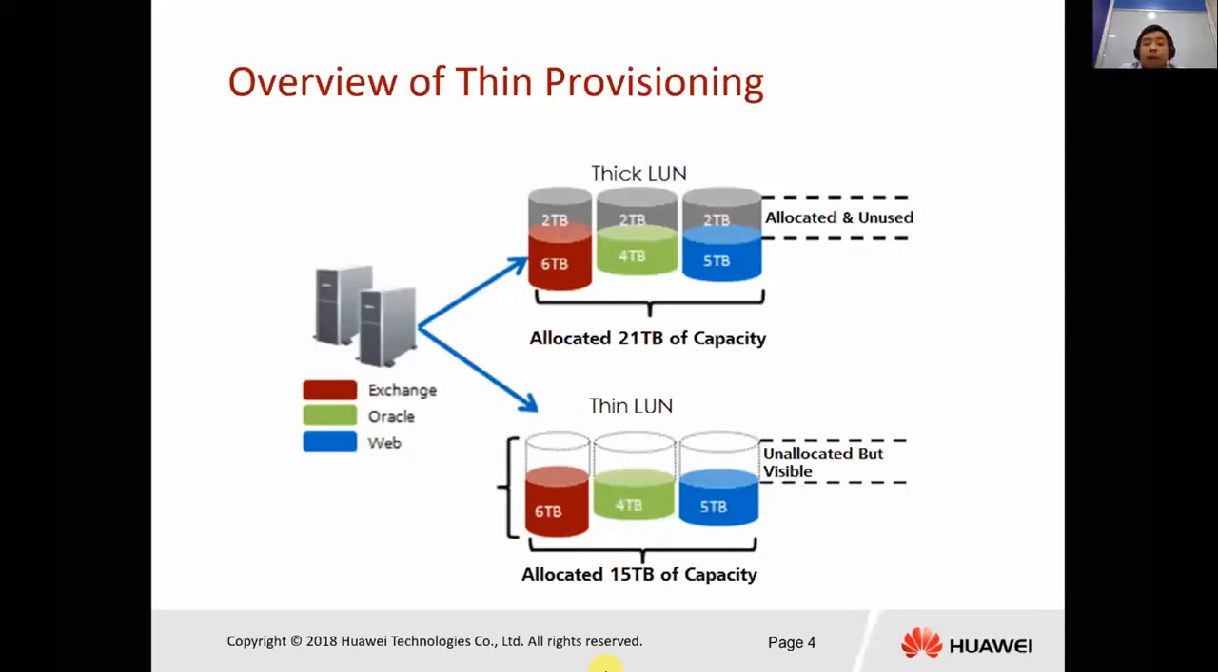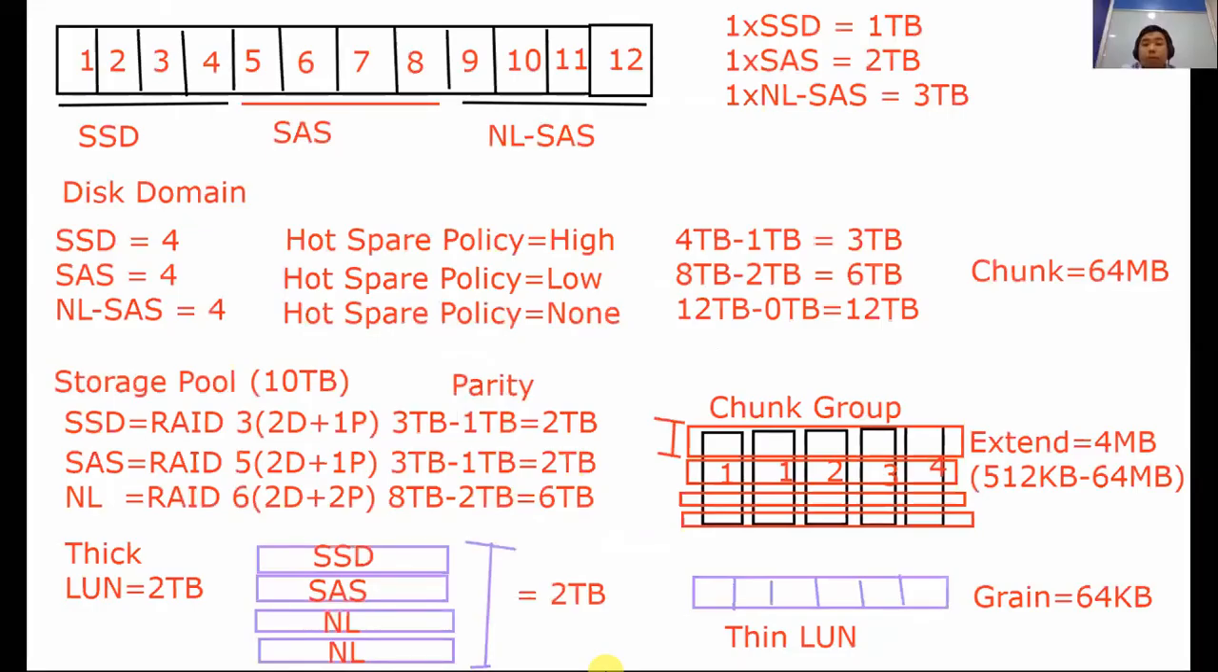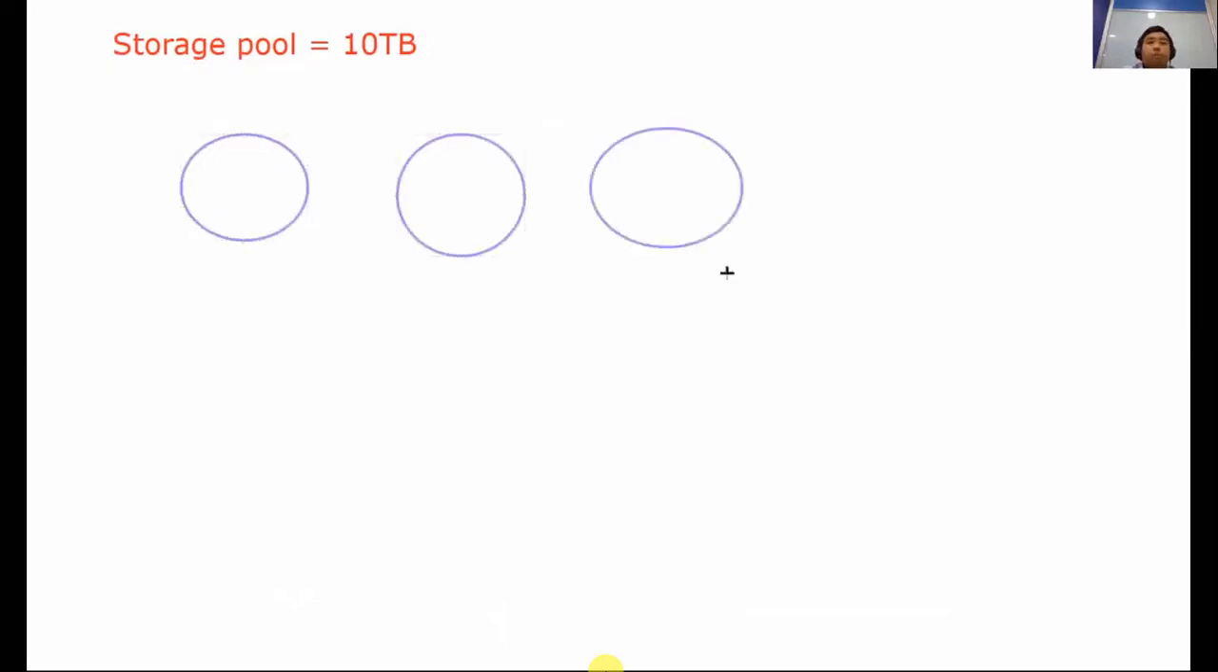Let me go back to the whiteboard. In a thick LUN, let's say right now in my storage pool I have 10 terabytes. From the storage pool, I create 3 LUNs. This is my LUN 1, LUN 2, LUN 3. I create 3 LUNs.